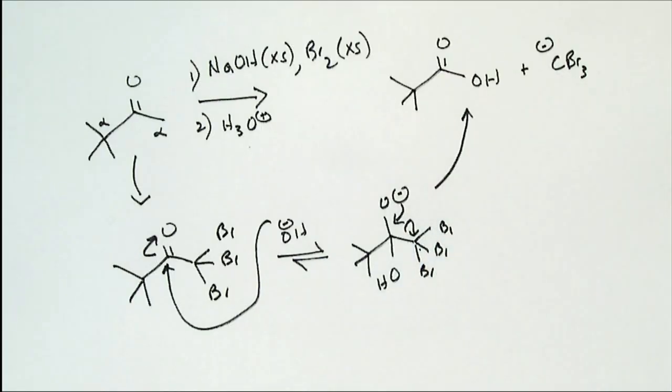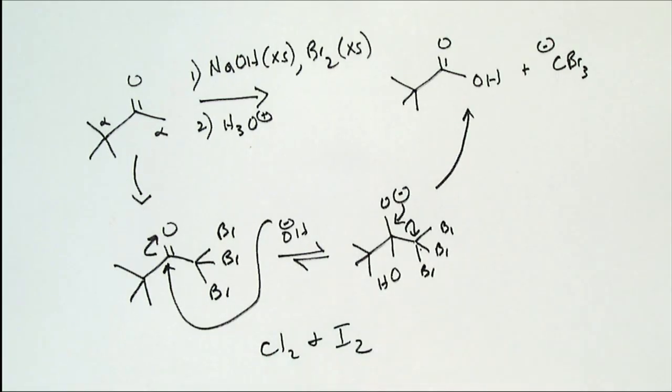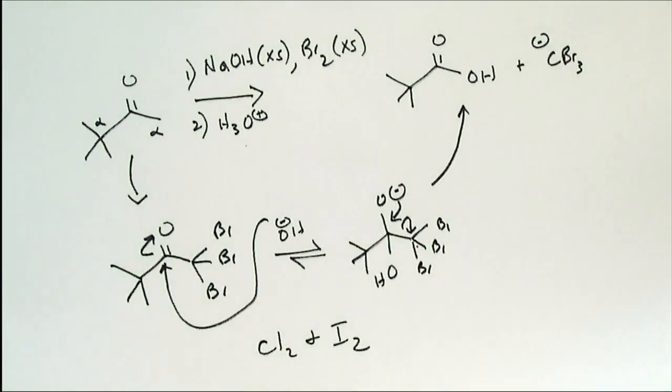So this reaction, by the way, also works with chlorine and with iodine. Fluorine you stay away from. So the haloform reaction in its full glory. All right, so that's how you would attach halogens to the alpha positions of aldehydes, ketones, and carboxylic acid.